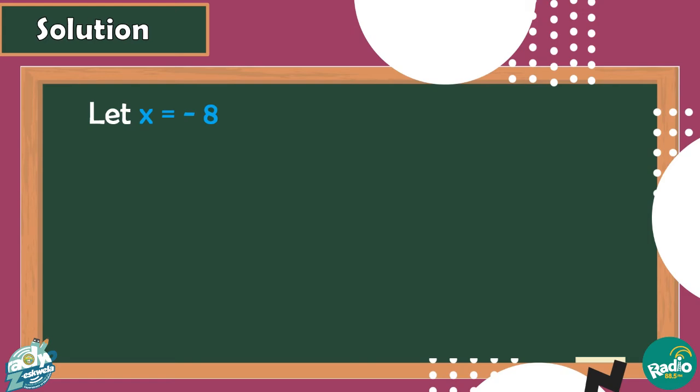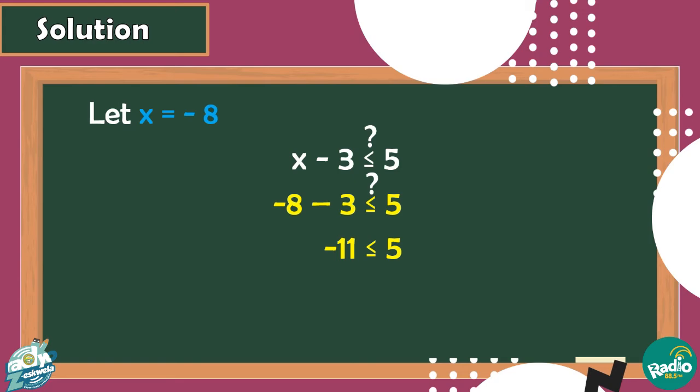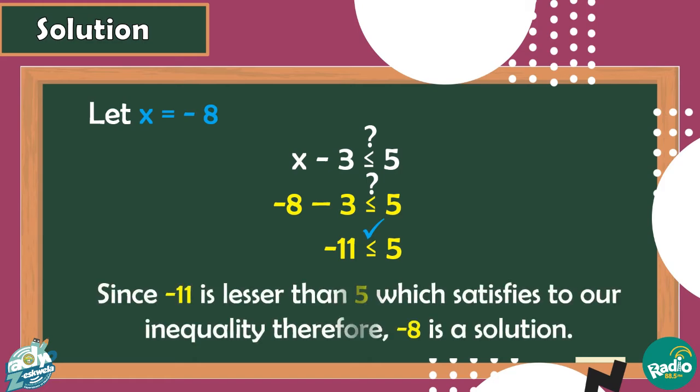Let's have x is equal to -8. The given inequality is x minus 3 is less than or equal to 5. Substitute the value of x, which is -8. It will become -8 minus 3 is less than or equal to 5. By simplifying, we have -11 is less than or equal to 5. Is this true? Since -11 is less than 5, which satisfies our inequality, therefore, -8 is a solution.